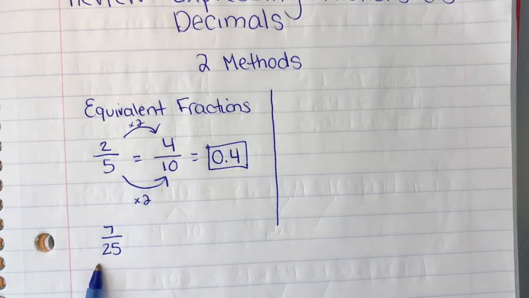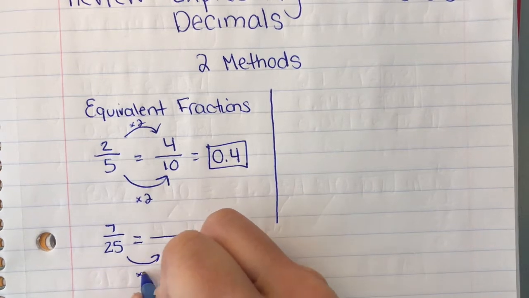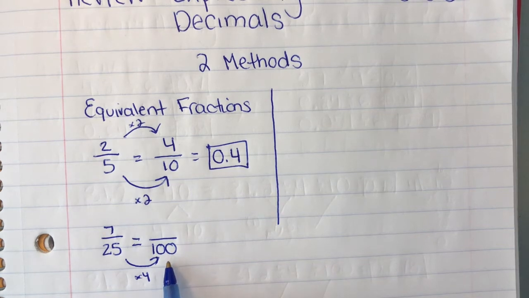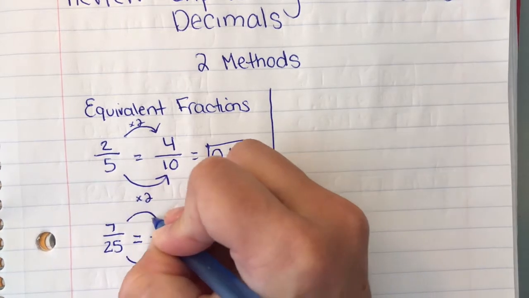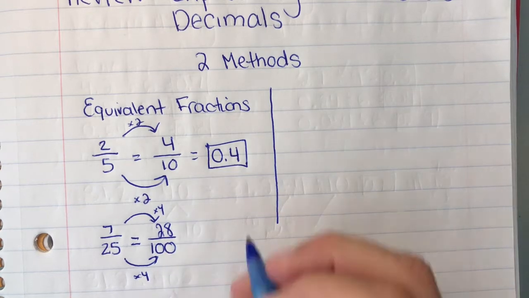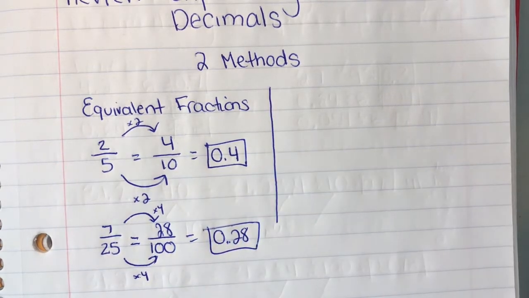Let's change 7/25 into a decimal. Go ahead and do this on your own using the equivalent fraction method. Okay, here I would multiply by 4 to make my denominator 100. This means that when I write my decimal, it will go to the hundredths place. If I multiplied my denominator by 4, I have to do the same thing with my numerator. So my numerator becomes 28. This is 28 hundredths. Written as a decimal, it looks like this, 0.28. So that's how we use the equivalent fraction method.